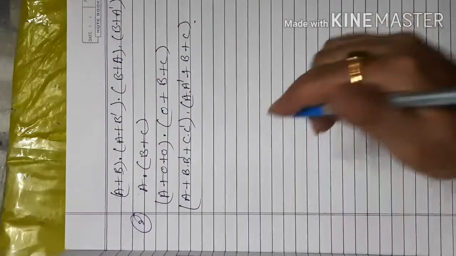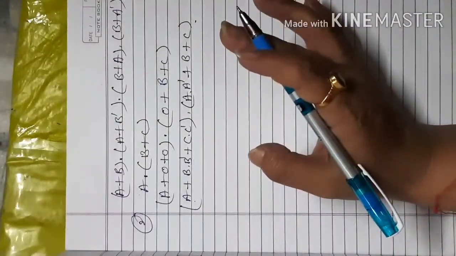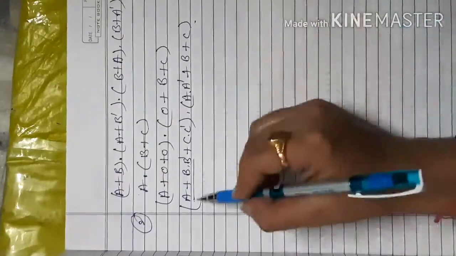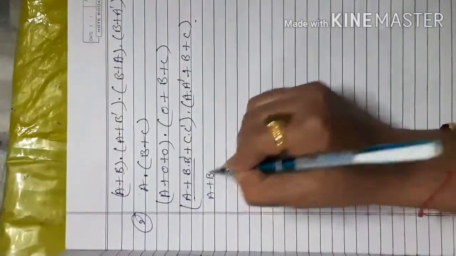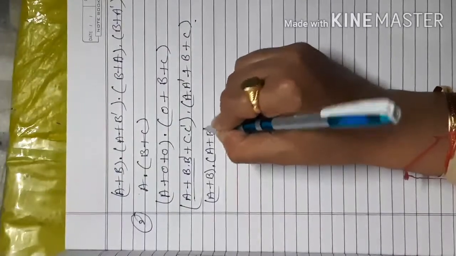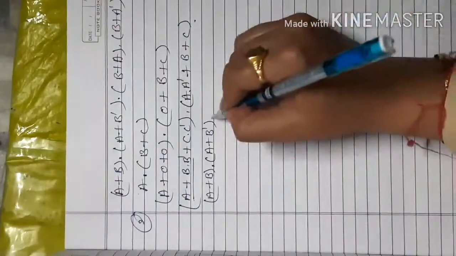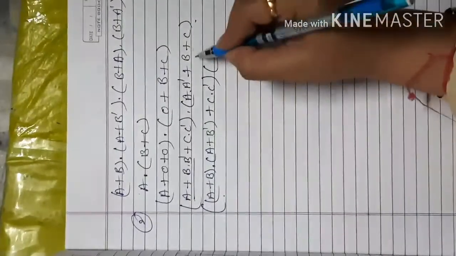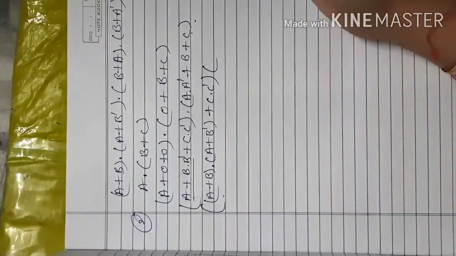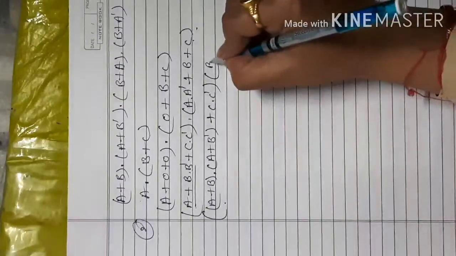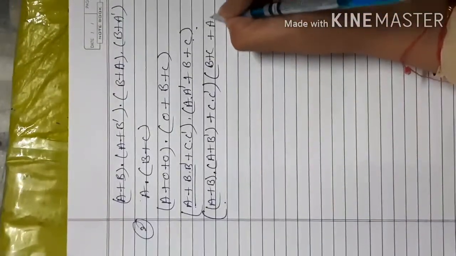Now what will you do next? One by one you apply the distributive law. Here you can apply the distributive law first. If I apply it, this becomes A plus B dot A plus B complement, then plus C and C complement. Here B plus C is there. If you have confusion, you can shift it, so it will be easier to open, like B plus C here and A into A complement.